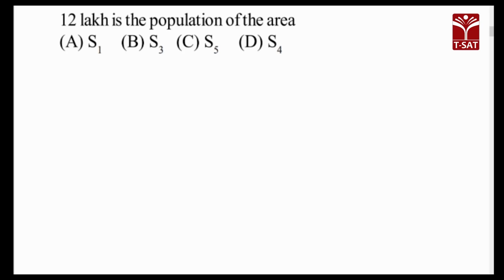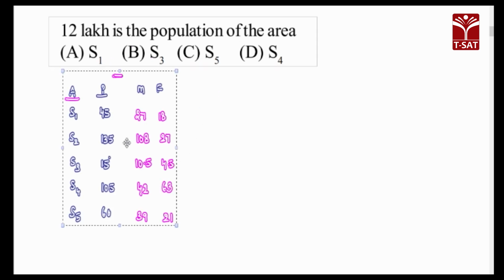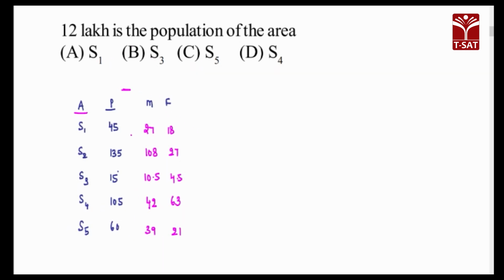Here it is asking: 12 lakh is the population of which area? We know 12 lakh is the population of one of the areas S1, S2, S3, S4, S5. Instead of looking at each area, what you have to do is convert this 12 lakh into degrees. How do I convert? 12 is the given one. Entire population is 72. To convert to percentage, you multiply by 100. To convert to degrees, you multiply it with 360 degrees.